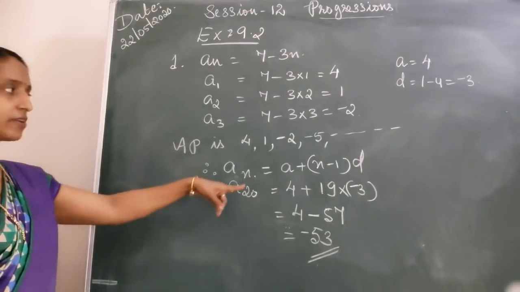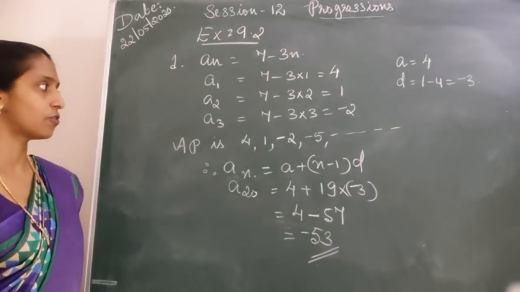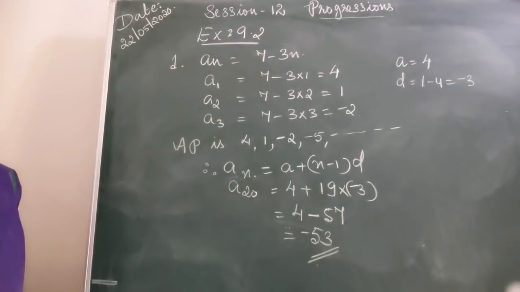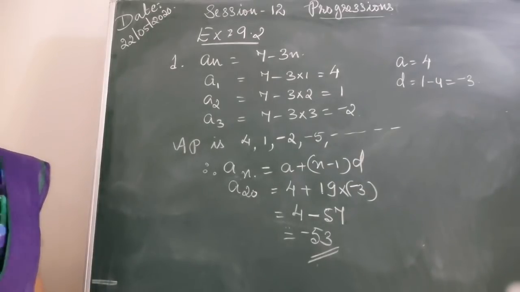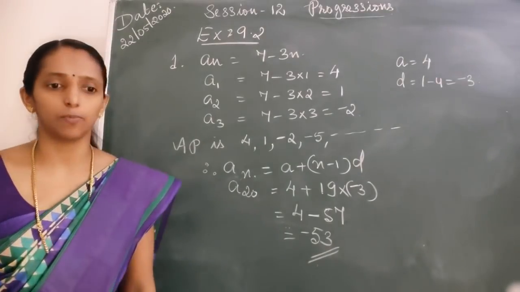As well as you have constructed the sequence 4, 1, minus 2, minus 5, etc. And you got the first term as 4 and the common difference as minus 3. Note down. Question number 1, 9.2, question number 1.